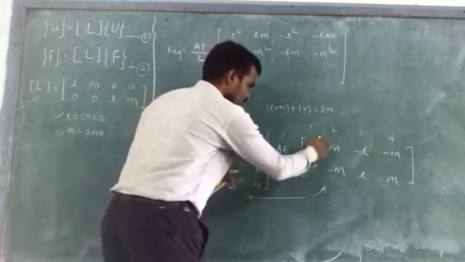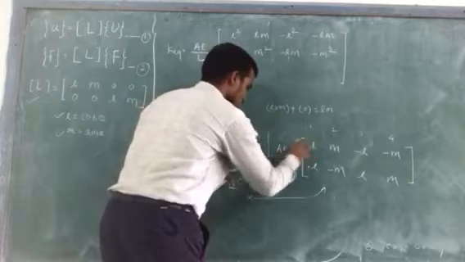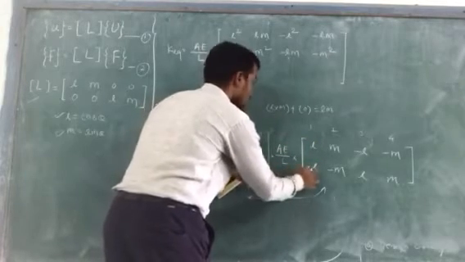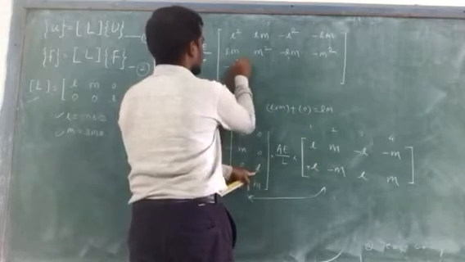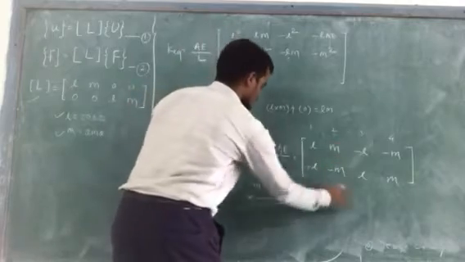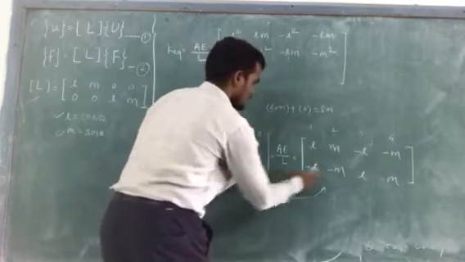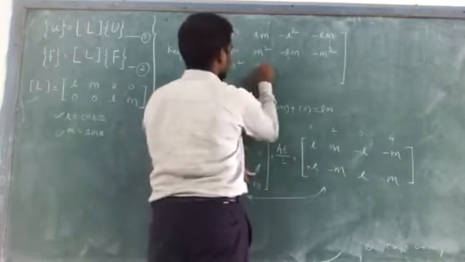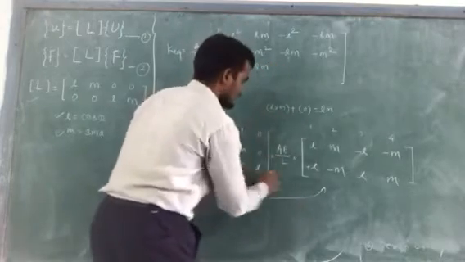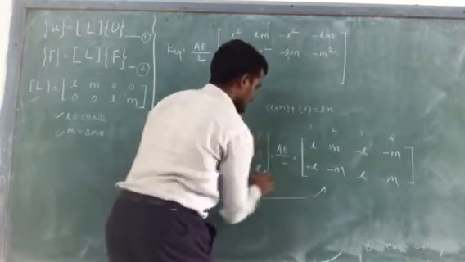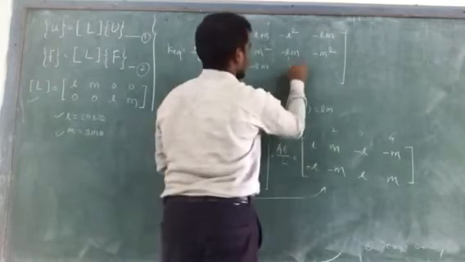So this row into this column. 0 into L, 0, plus L into minus L, minus L square. This row into this column: 0 into L, 0, L into L, minus L. This row into this column: 0 into minus L, 0, L into L, L square.